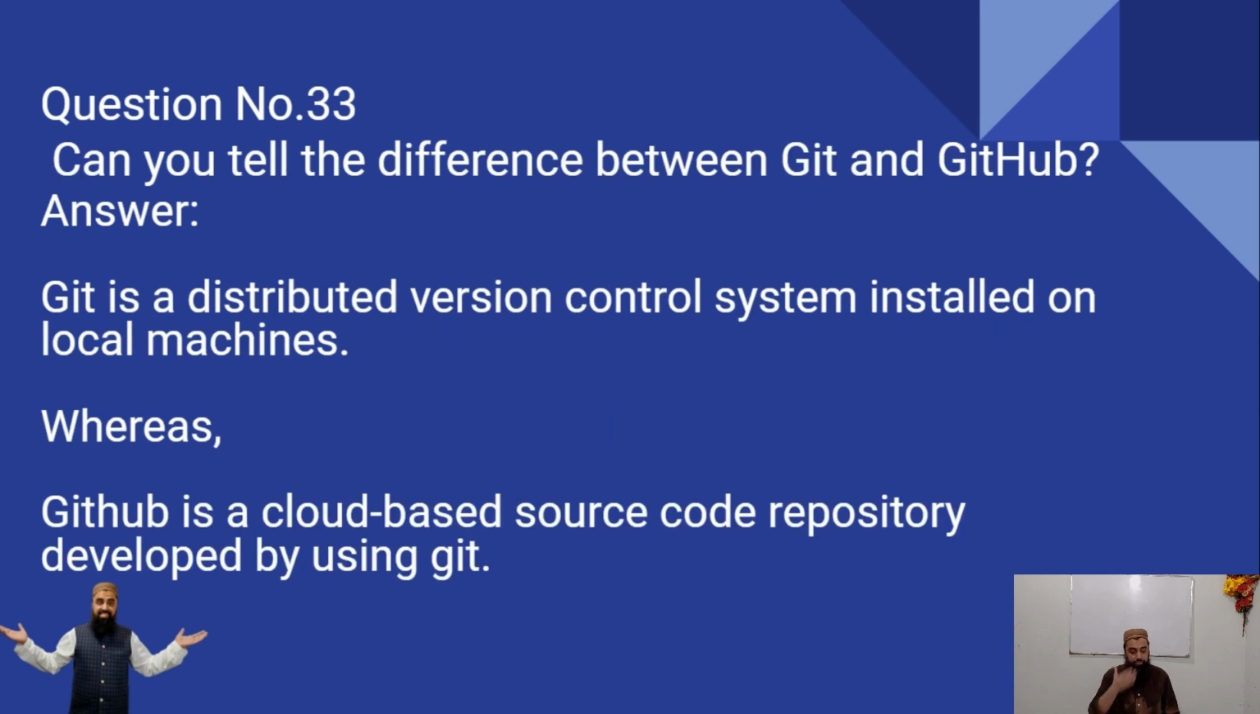Question number 33. Can you tell the difference between Git and GitHub? It can be confusing for beginners. They must be thinking that this is the same thing, but no guys. Git is a distributed version control system and we can install it on our local machines, whereas GitHub is a cloud-based source code repository developed by using Git. Actually, the version control behind GitHub is also Git, but it is on the cloud.